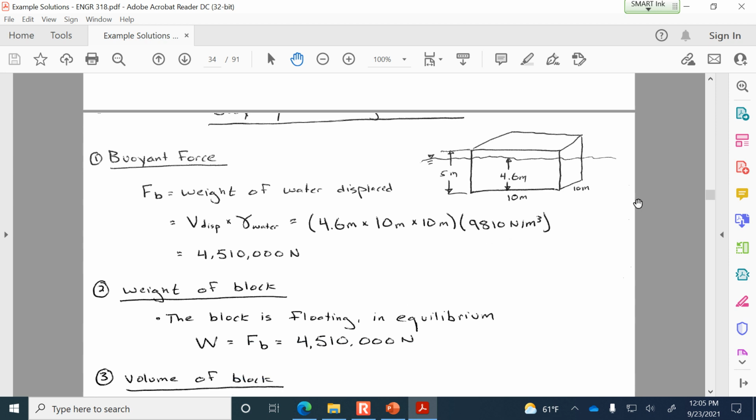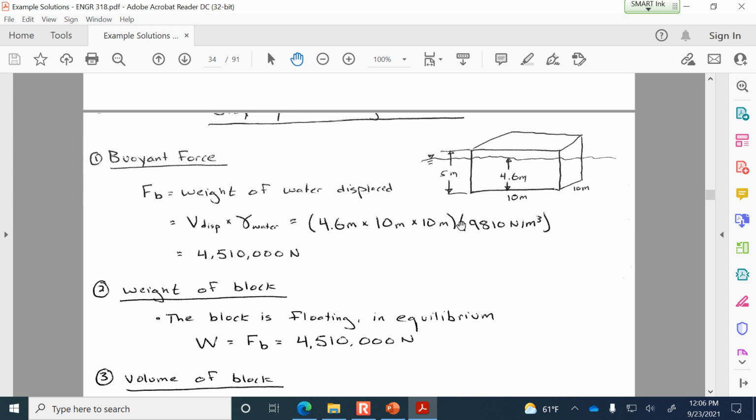Okay, I've sketched out what the block looks like. 10 meters wide, 10 meters depth, and then it has an overall height of 5 meters, but it's only 4.6 meters from the water line down to the edge. And so how much water is being pushed out of the way by this floating block is 4.6 by 10 by 10. And so the overall buoyant force is 4.5 meganewtons. A relatively large block here.